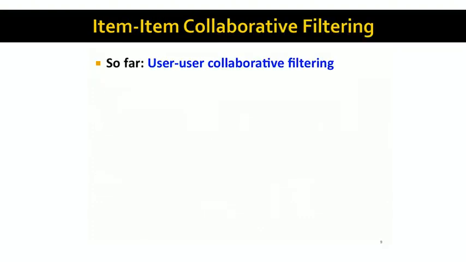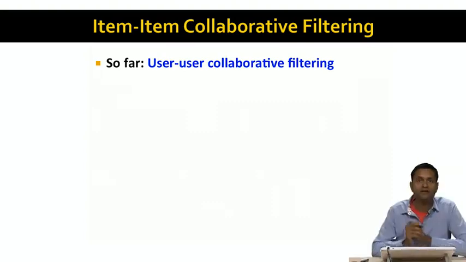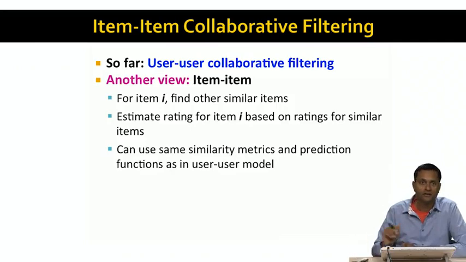Now, the technique that we've used so far is called user-to-user collaborative filtering, because given a user, we try to find other users that are similar to that user and use the ratings of those users to predict the ratings of the user that we started out with. A dual approach to user-to-user collaborative filtering is item-to-item collaborative filtering. The basic idea is simple.